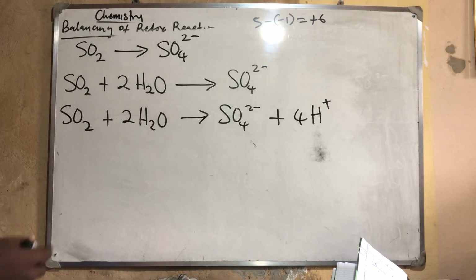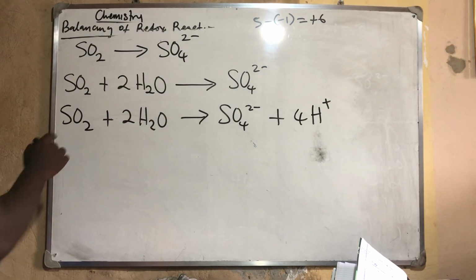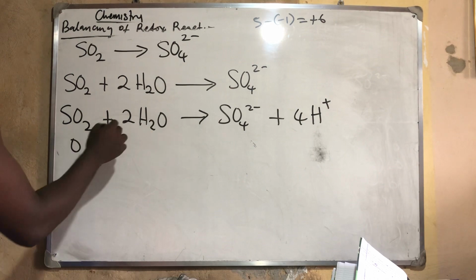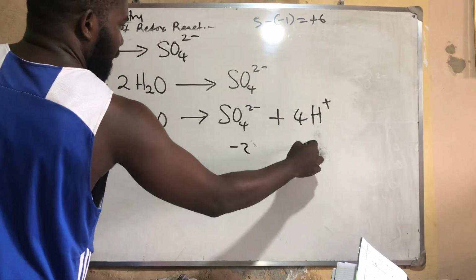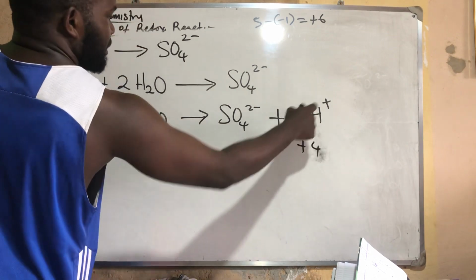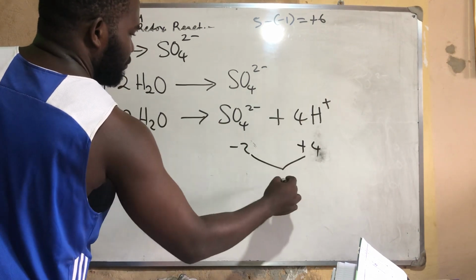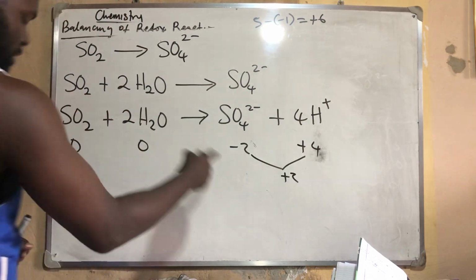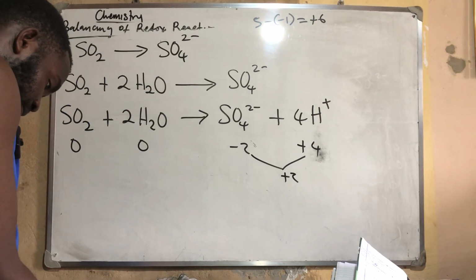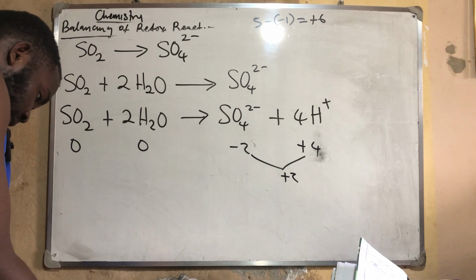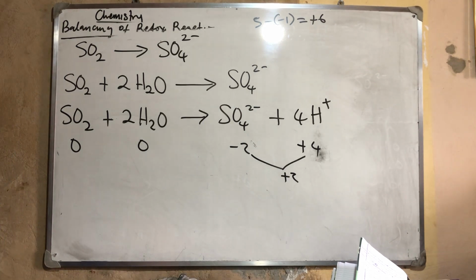Okay, so the next thing to do is to check the charge. The charge here is 0, and the charge here is 0. So the charge here is minus 2 and plus 4. All right, this time this is 4. So both of them will give you plus 2. So this is bigger than this by just 2, what? 2 electrons.